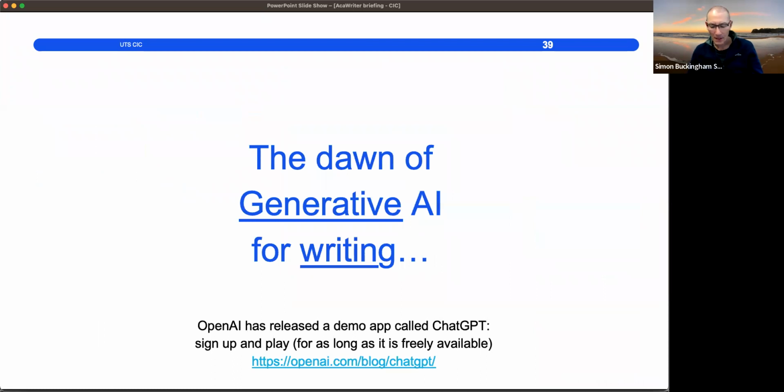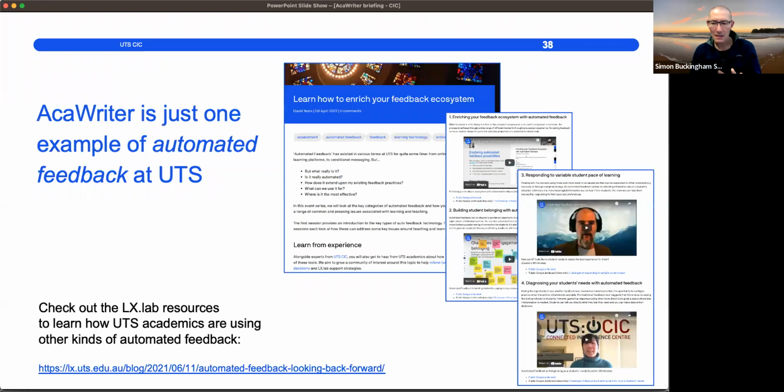Okay, right, I'll just pause there before we jump into generative AI, because that's an important new development that I just wanted to say a few words about. So any thoughts or questions? That's the end of the lightning tour of AcaWriter. Okay. All right. In that case, we'll just push on, and then we'll leave a little bit of time for any further closing reflections.